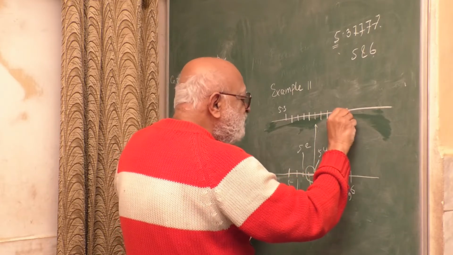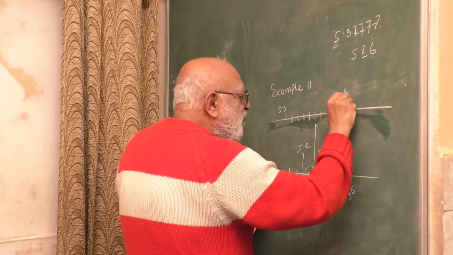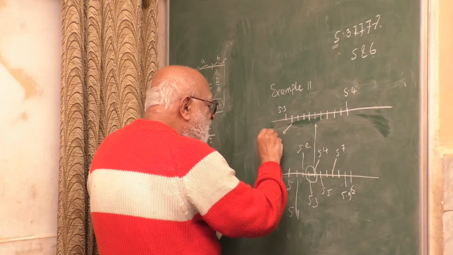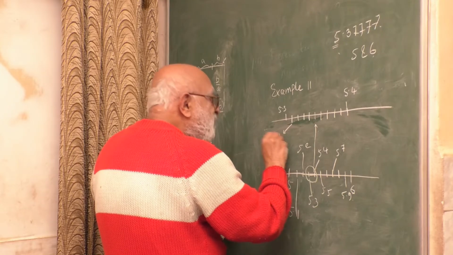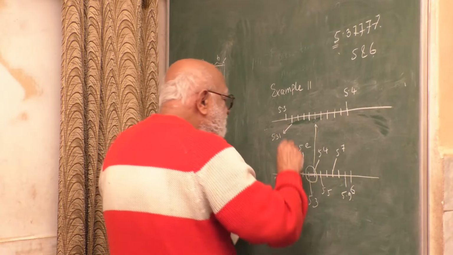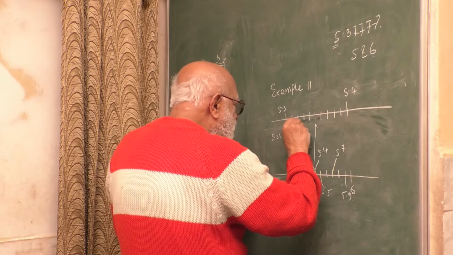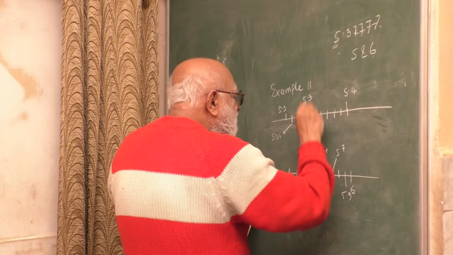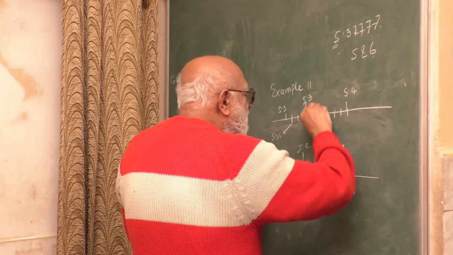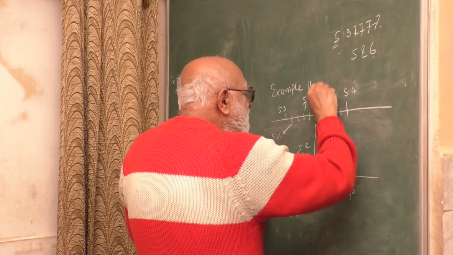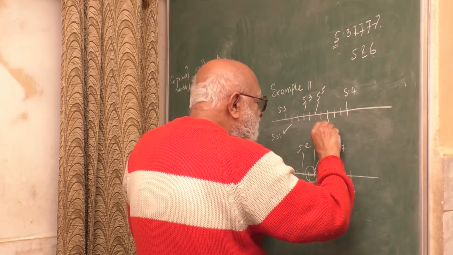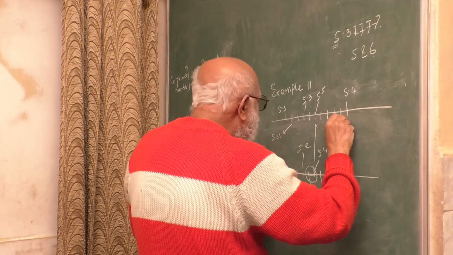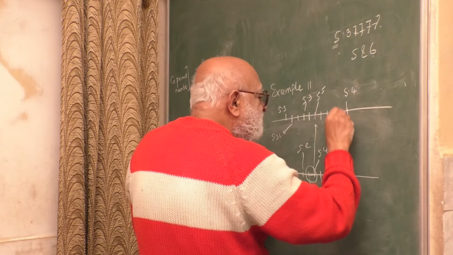This would be 5.4. So how do I start? I will start with 5.31. Next one I will leave, next one will be 5.32. This one I will mark 5.33. I will leave this, I will mark this one 5.35. This one I will mark as 5.37. And this one 5.39.